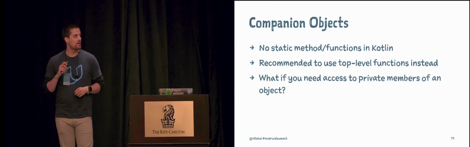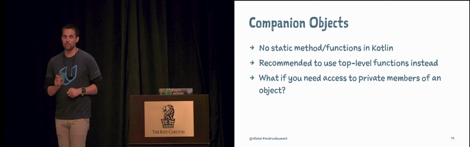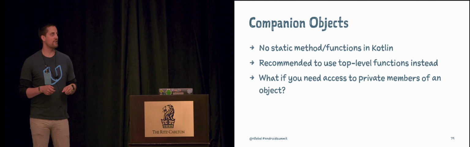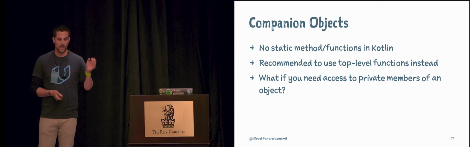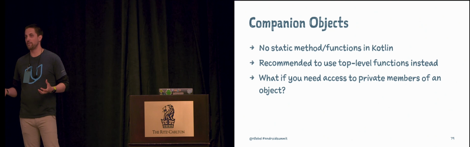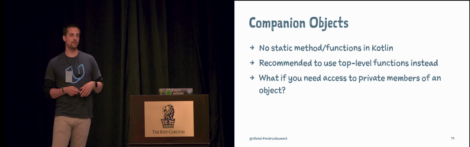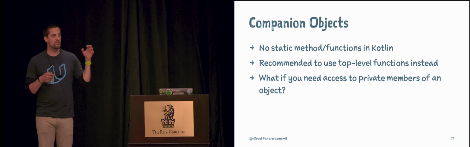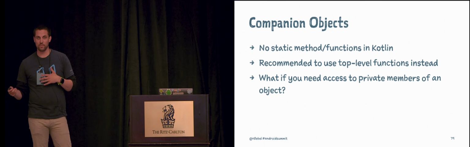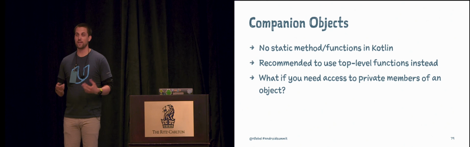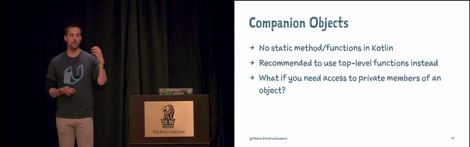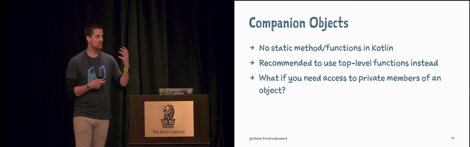Companion objects. So like we've talked about a little bit, Kotlin doesn't have any true static method or function calls here. And kind of the default recommendation if you're reading, say, Kotlin in Action, is to use top-level functions instead. However, there are still use cases where this might not be what we want. And a good example of that could be if you want to create, let's say, a factory because you want access to private members or constructors.